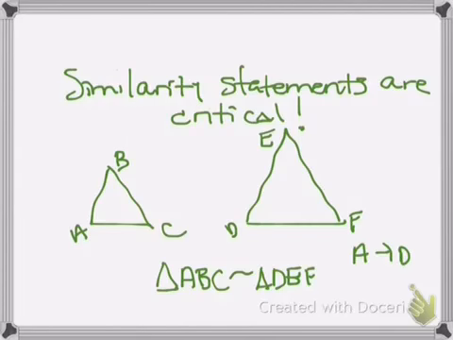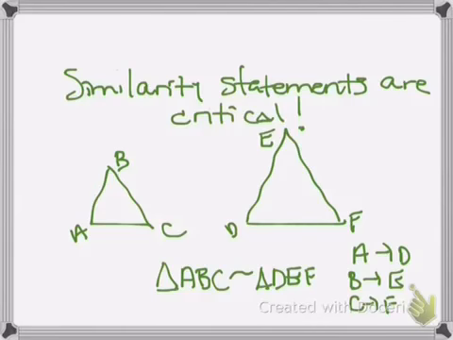So based on the order of the letters, angle A is going to correspond to angle D. Angle B from the left triangle is going to correspond to angle E because they're both in the middle. And angle C is going to correspond to angle F.